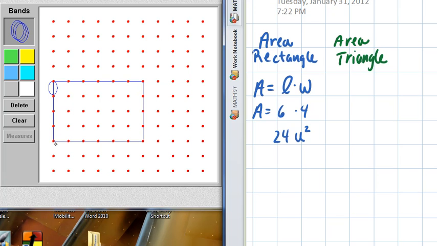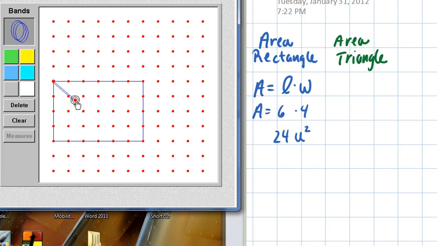So if I look at the blue rectangle that I've got drawn over here, I've got a length of 1, 2, 3, 4, 5, 6 units and a height or width of 1, 2, 3, 4 units. So the area would be 6 times 4 or 24 square units. And that makes sense. If I were to count up the squares in here, I've got 24 of them.